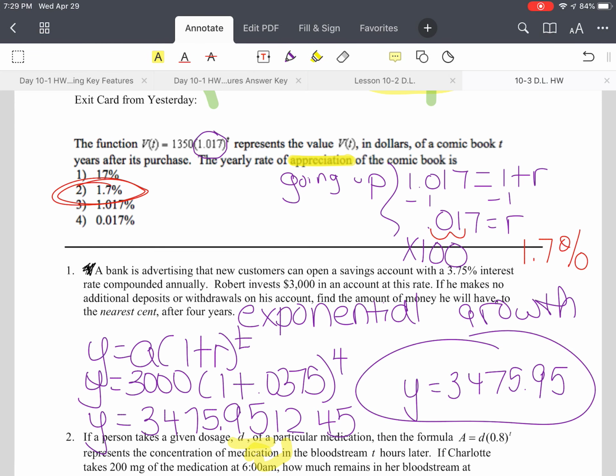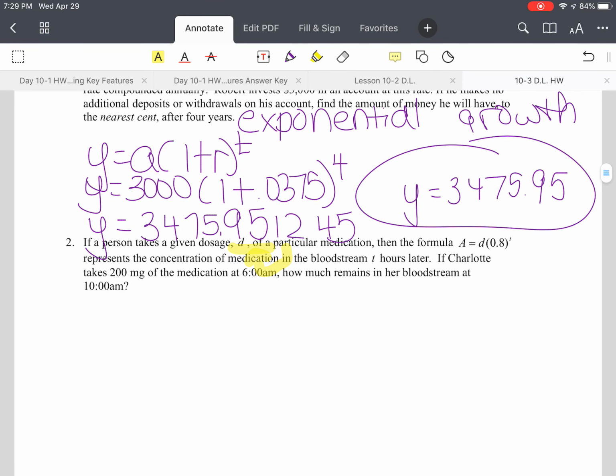Okay. If a person takes a given dosage D of a particular medication, then the formula A equals D times 0.08 to the T represents the concentration of medication in the bloodstream T hours later. If Charlotte takes 200 milligrams of the medication at 6 a.m., how much remains in her bloodstream at 10 a.m.?